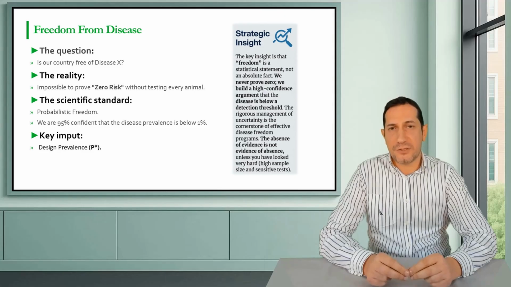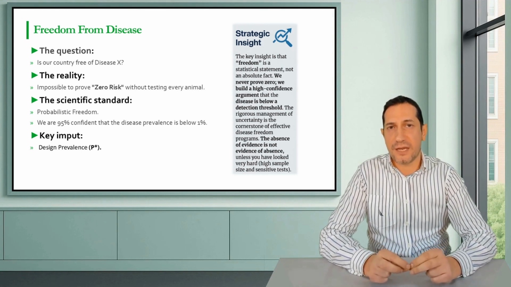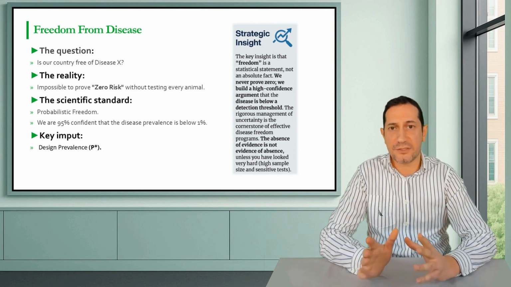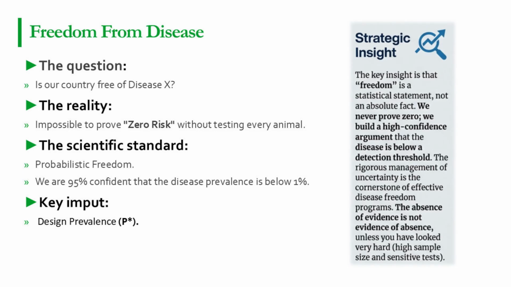Finally, let's discuss certifying a zone as free from disease for international trade. Scientifically, you can never prove zero risk unless you test every single animal in the country, which is impossible. Instead, we use probabilistic freedom. We design a survey to detect a specific level of infection called the design prevalence. For example, we might aim to detect the disease if it infects at least 1% of the population.